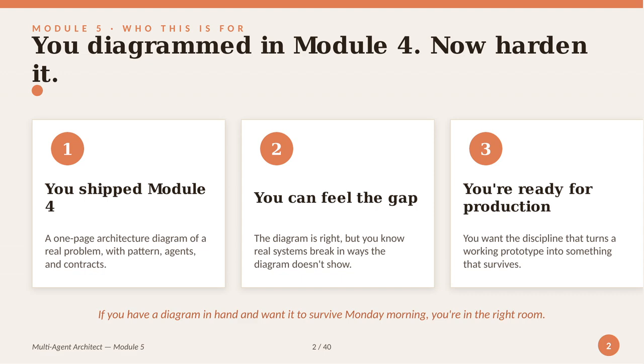Card 3. You're ready for production discipline. Up till now, we've been teaching shape, what to build. This module teaches discipline, what to harden. They're different skills. Discipline is what you reach for when shape isn't enough. If you have a diagram in hand and want it to survive Monday morning, you're in the right room. If discipline still feels abstract, this module will make it concrete in 5 clear chunks.